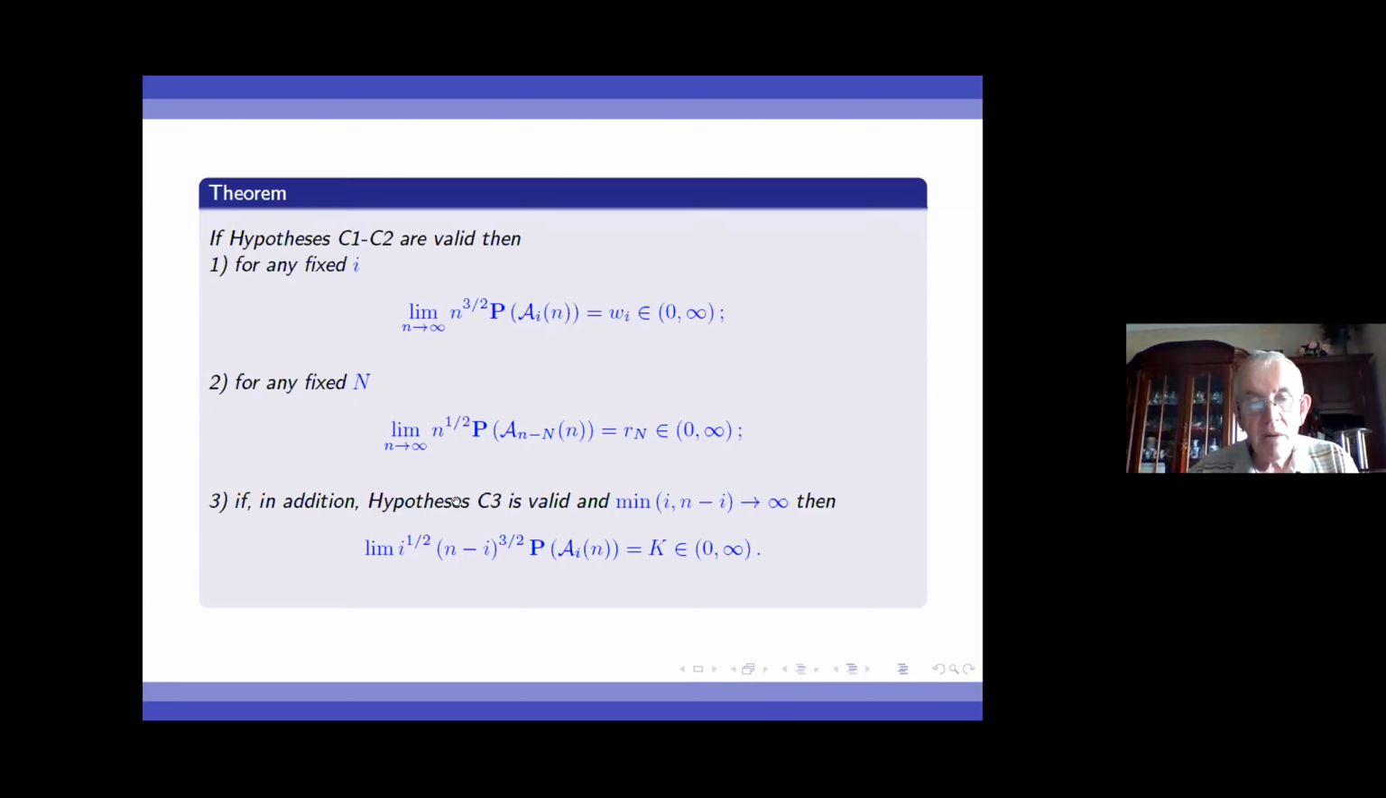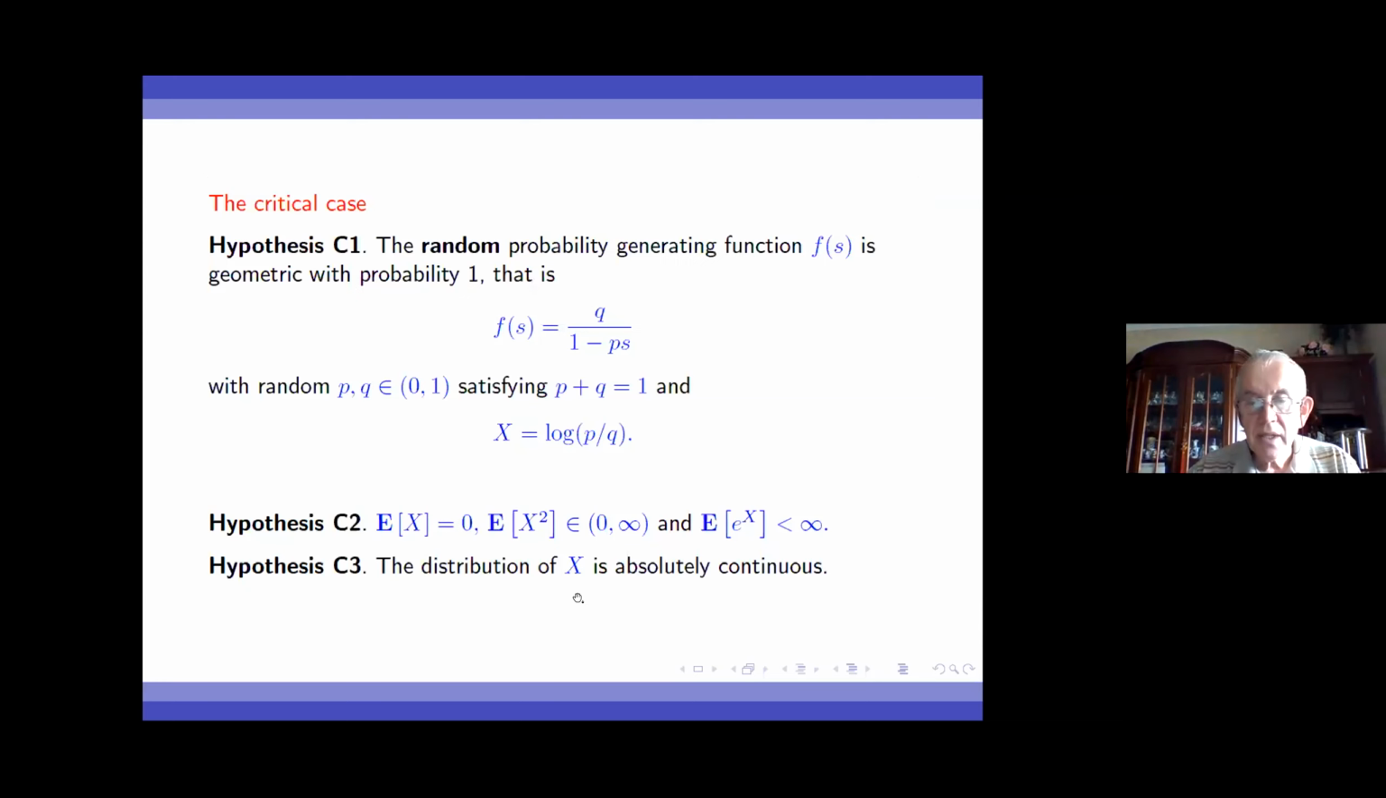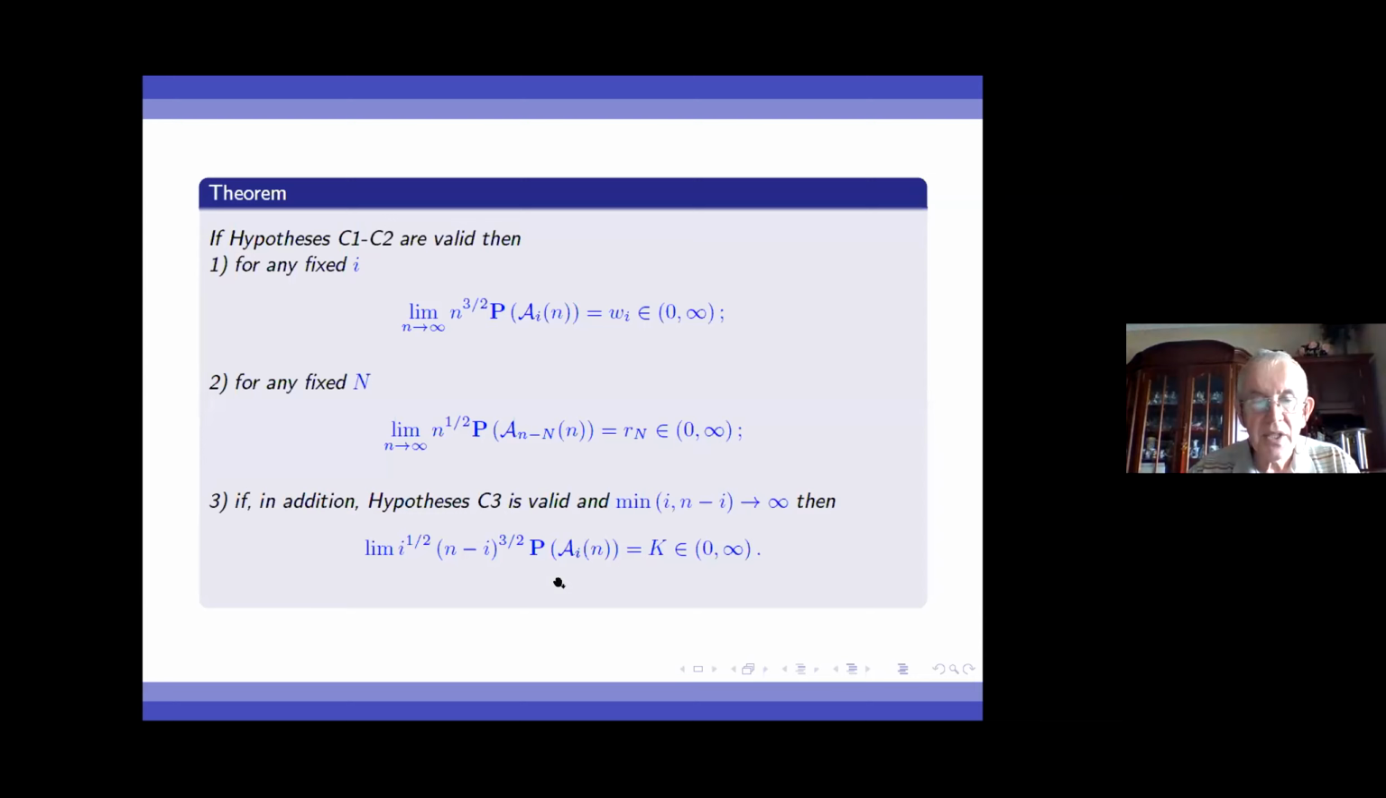And if in addition hypothesis 3 is valid, where the distribution of x is absolutely continuous, then in the limit as the minimum of i and n minus i tends to infinity, the probability of this event will be just 1 divided by the square root of i and the square root of n minus i to the power of 3 over 2. So there is a smooth transition from n to the power 3 over 2 to n to the power 1 over 2.